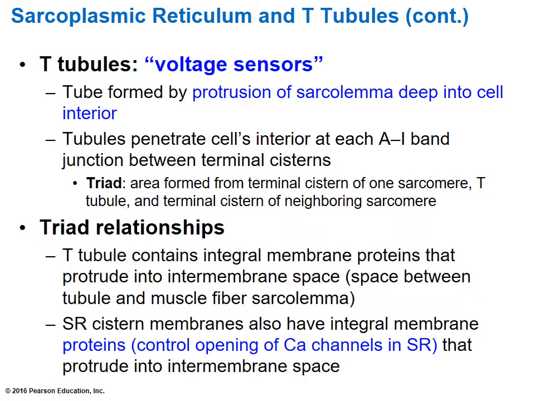Some pictures will label a triad, and a triad is an area on the myofibril where your T-tubules and your sarcoplasmic reticulum are intertwined together. Usually it's called a triad because it involves 2 SR regions and 1 T-tubule. Let me show you this on an illustration.